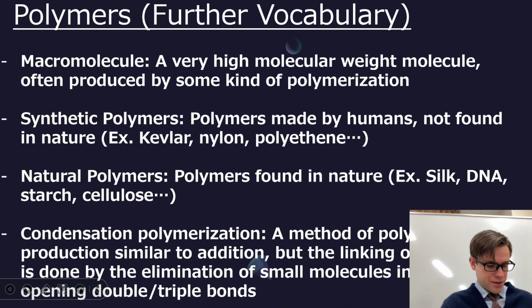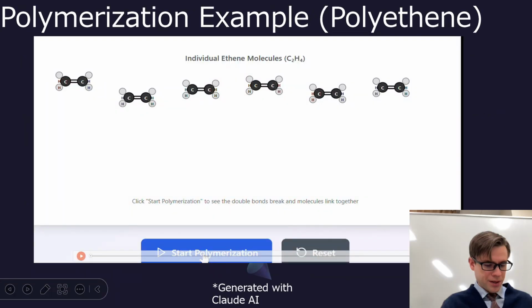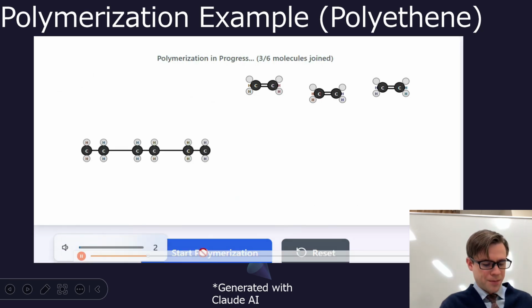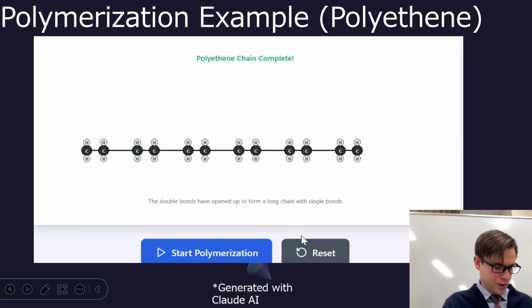Same vocabulary: macromolecule, synthetic polymers, natural polymers, condensation polymerization. Same animation. Quickly, we show again. Addition polymers specifically are made by these double or triple bonds opening up to link with nearby neighbors and create one long chain.